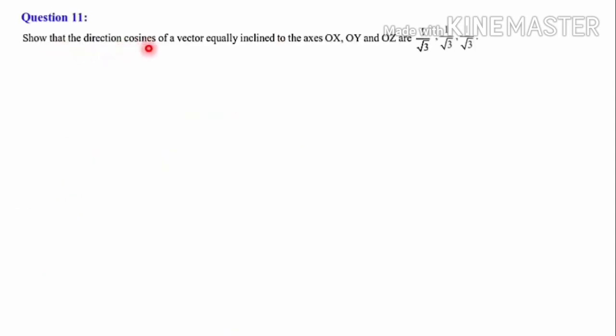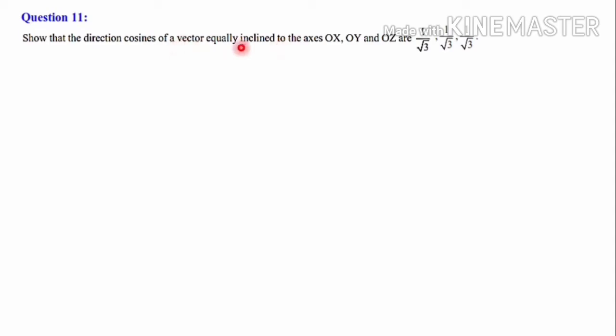Move on to question number 11. The question is, show that the direction cosines of a vector equally inclined to the axes OX, OY and OZ are 1 by root 3, 1 by root 3, 1 by root 3. Here, the given condition is equally inclined.